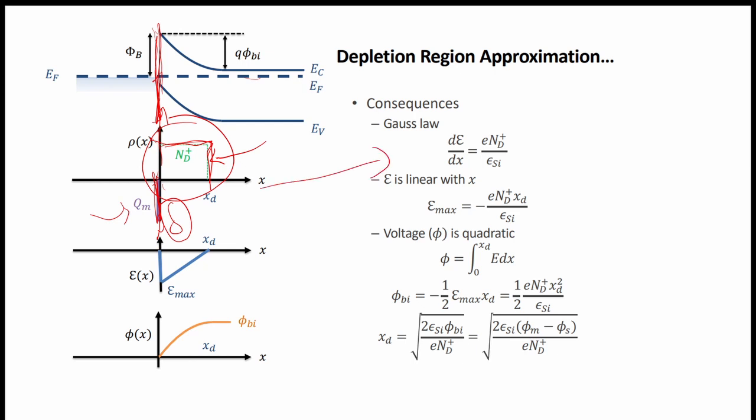Now we can calculate the electric field. dE by dx is equal to q Nd plus by epsilon naught. This is the Gauss law, or the Poisson's equation, that we have already seen: del 2V by del x square is equal to dE by dx. We have already seen this in the PN junction. So from this we will just integrate on both sides, and we can derive the equation for the electric field.